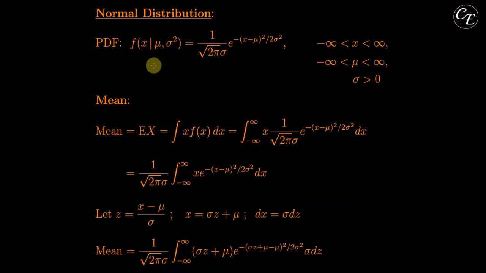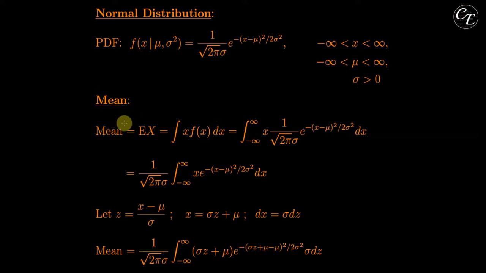f of x given the parameters mu and sigma squared is equal to 1 over square root of 2 pi sigma squared, e raised to negative (x minus mu) squared over 2 sigma squared, where x is defined from negative infinity to positive infinity, mu is also defined from negative infinity to positive infinity, and sigma is defined to be always greater than 0.